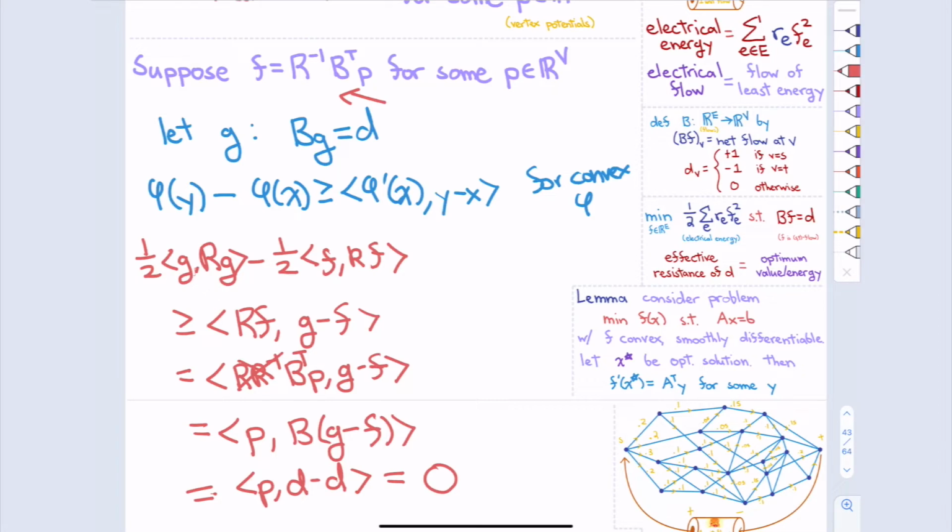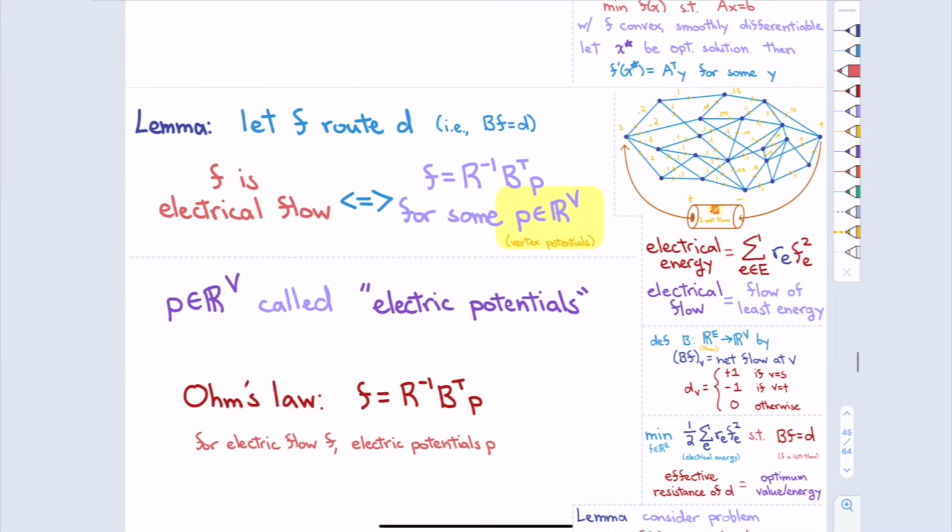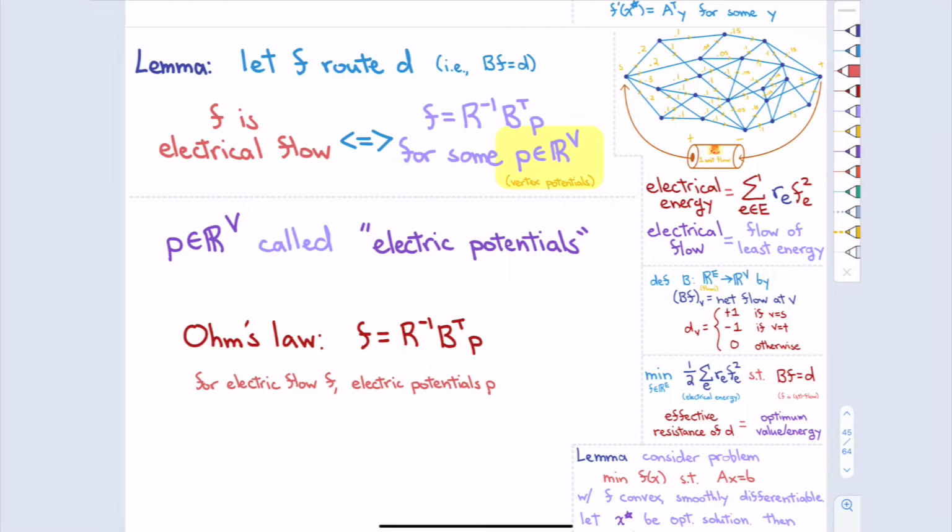Okay. All right, fine. So what is this P? This P is called the electrical potentials corresponding to this demand. Okay. And the fact that for any electrical flow, there's always electrical potentials in correspondence, like this is called Ohm's law. Okay, so it's one of those basic laws of electrical networks. But really, it's nothing more than if electrical energy is optimizing this simple function, what are the first order conditions, the optimality conditions for that problem? Okay.